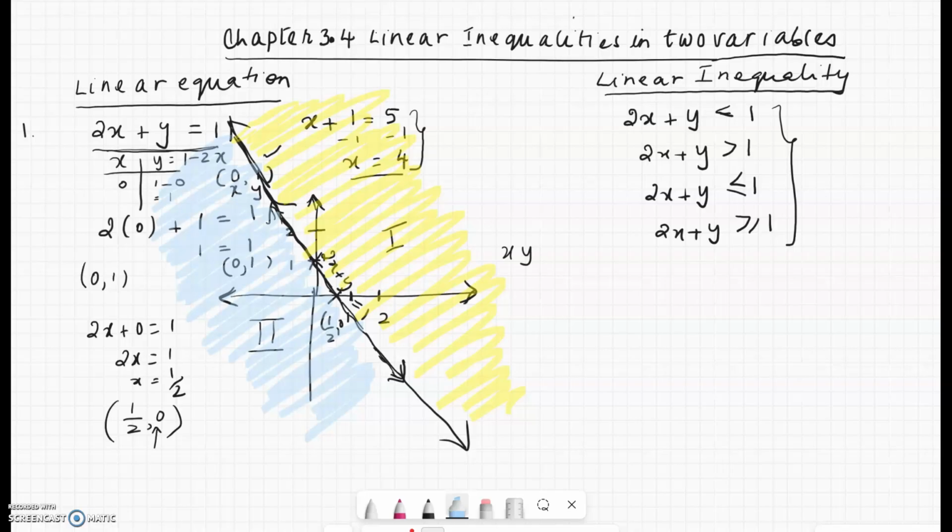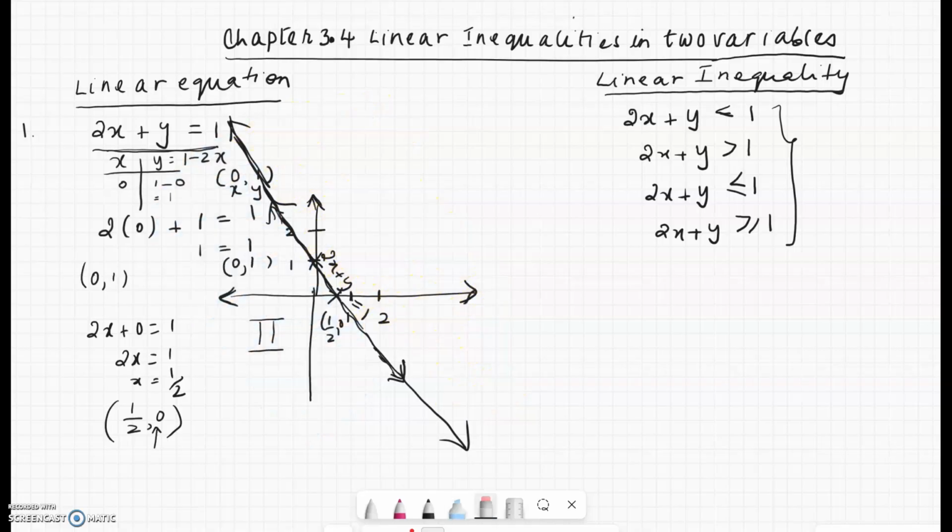So we'll look at a particular inequality. Let's say we want to graph the inequality, and we look at one particular inequality. So we're going to graph this: x plus y is strictly less than 1.